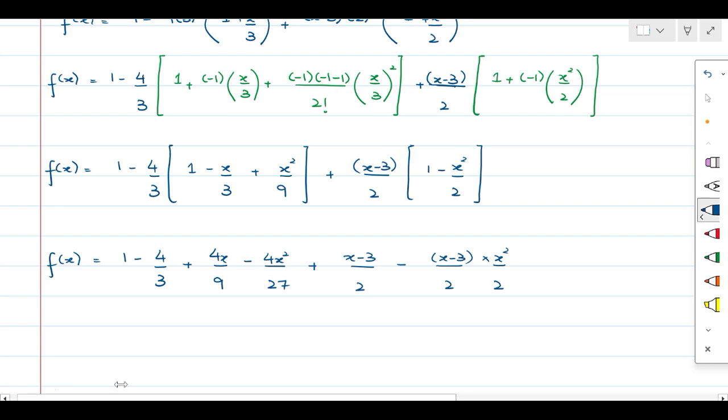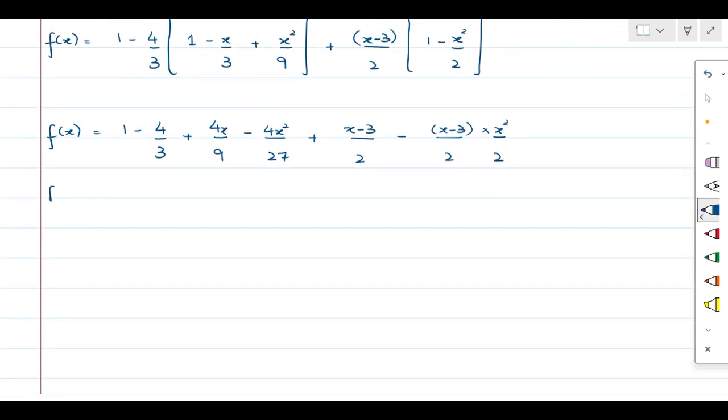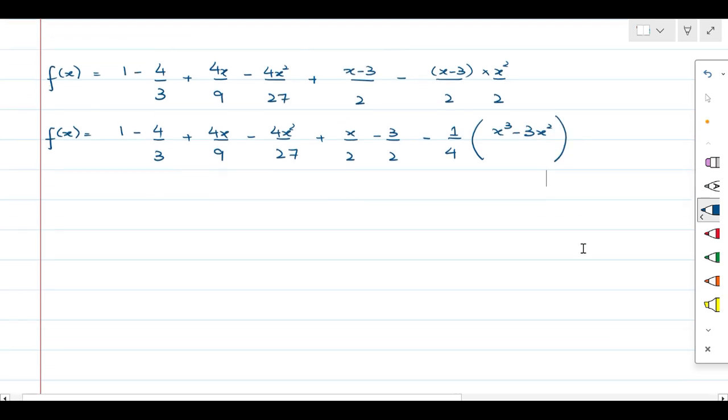Let me simplify the last step. Okay, f of x becomes 1 minus 4 by 3 plus 4x over 9 minus 4x square divided by 27 plus x over 2 minus 3 by 2. So I split this, right? Okay, so this is minus 1 by 4. Okay, and x square with the x would be x cube and minus 3 times x square. We don't need the x cube term, right?